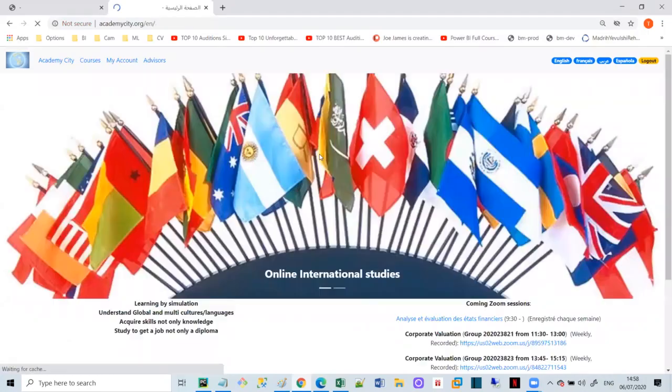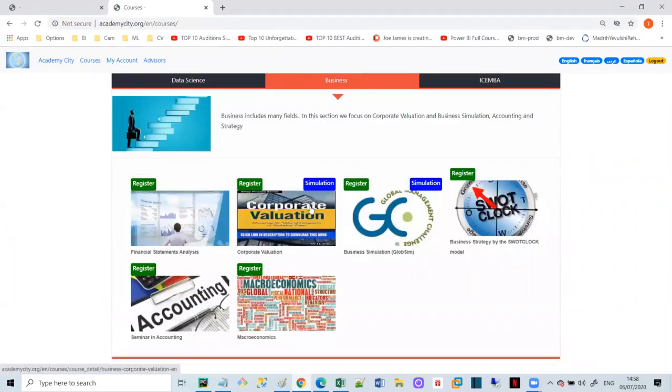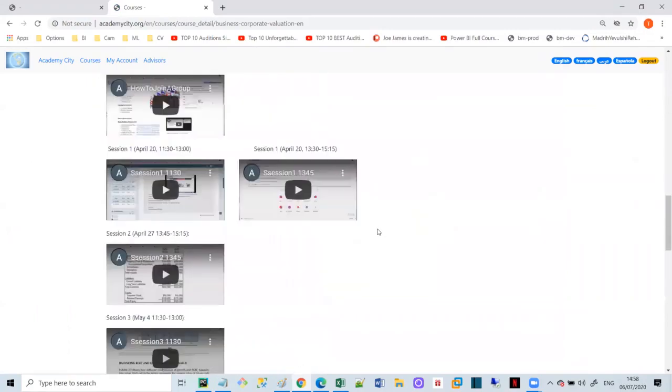So I logged in as a student and I go back to the course and I will go here to the valuation. And here you really have all the material, you have all the recordings in the bottom.